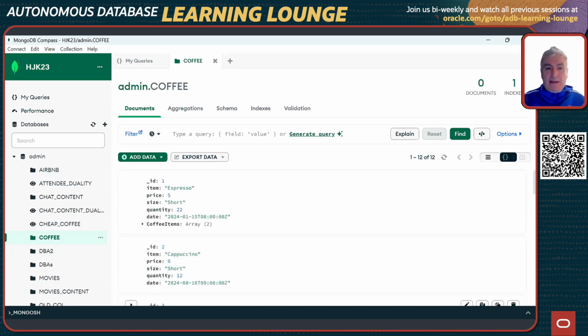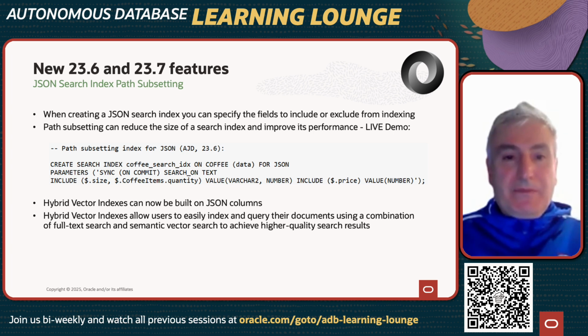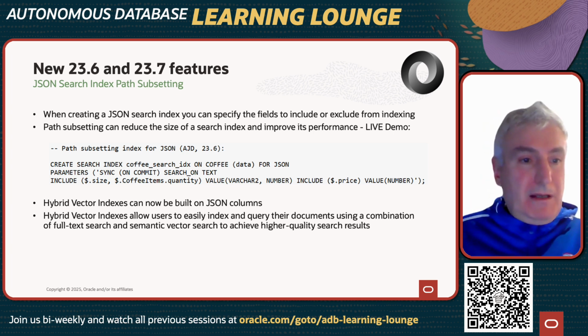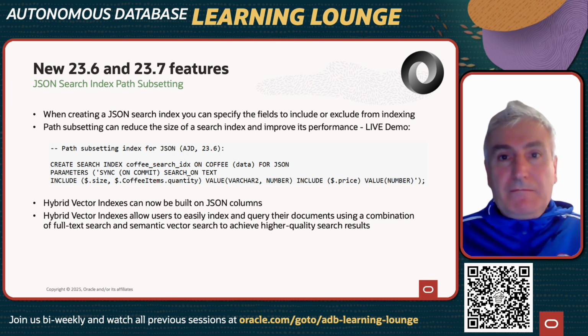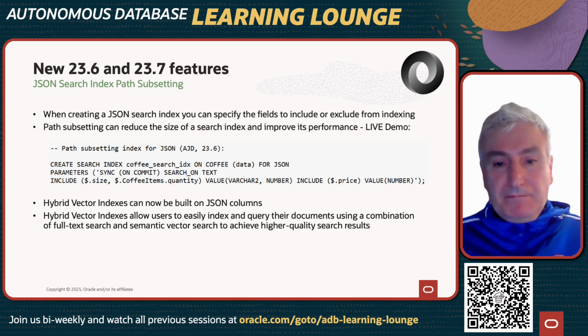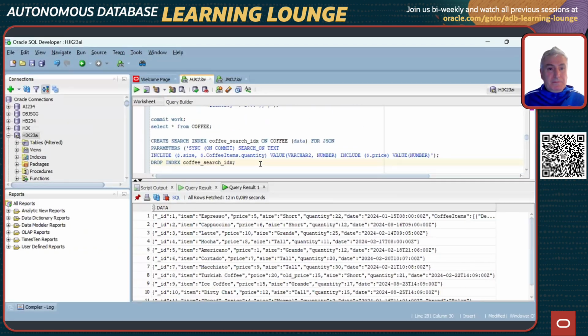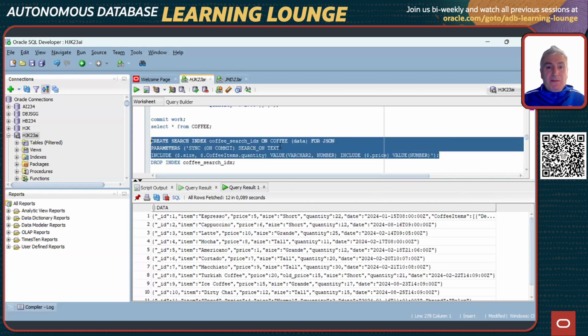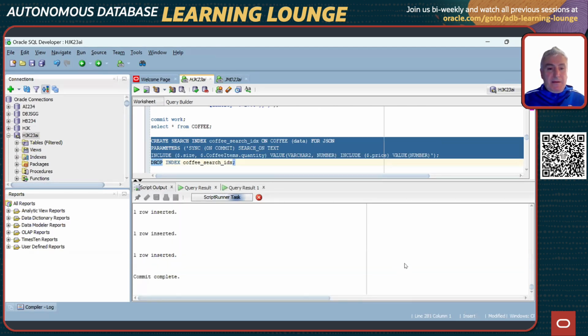So now we came at the point where we wanted to create the search index. And here I will try to create a search index on the coffee collection. Let me copy the whole command. All right, let's copy the command. So we are going to create a search index. And we're going to use the fields quantity within coffee items. And we're going to include also the price. Here's how we create it. Create search index on coffee for JSON. We give parameters, we sync on commit, search on text, and the fields that we include. Let us run the command. Takes some time, although it's a small collection. Index created. So that's how you create the index.